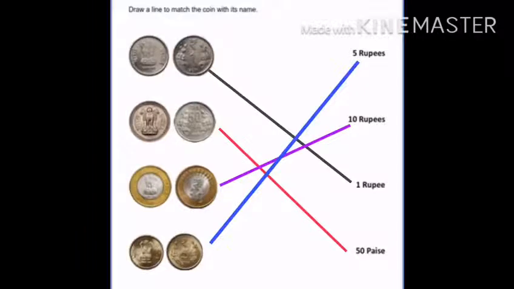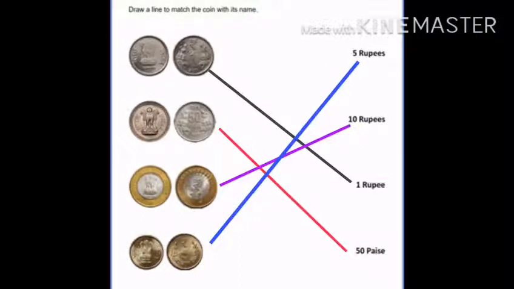Draw a line to match the coin with its name. In this, some coins are given, and in the B part, some names of the coins are given. You just have to match the coin with its name. So let's start. The first one is 1 rupee coin. So in B part, where is 1 rupee coin? Yes, it's in the third position, 1 rupee coin.